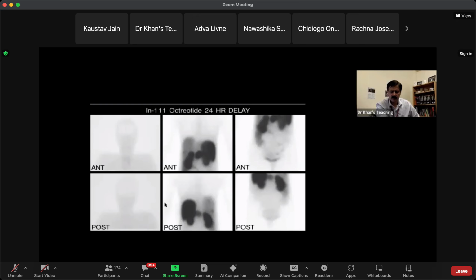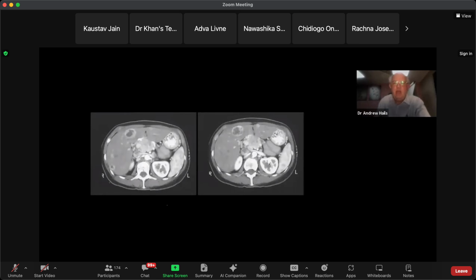Right, we're just looking at this. This is an indium labeled octreotide scan.